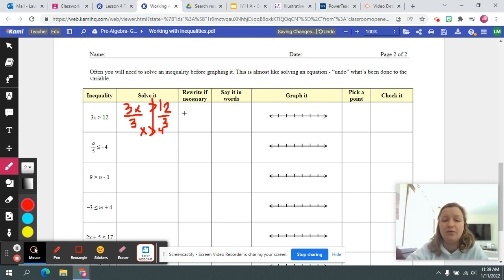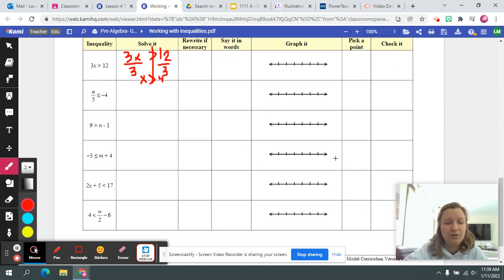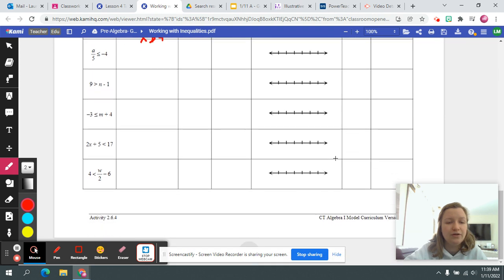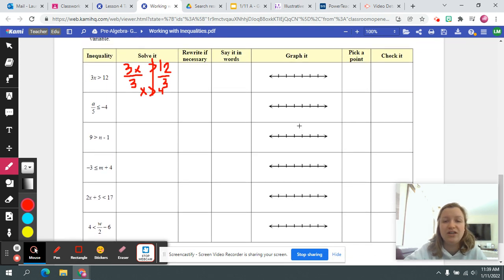Same thing here. I would write x greater than 4 in words. You can type it in so you don't have to actually draw. Say it in words, graph it, pick a point that works, and then check it. When you check it, I would suggest checking it with the original inequality to make sure you solved correctly. So say I'm testing out 5. 3 times 5 is 15, which is greater than 12. So I know that works. Yeah, that should work.